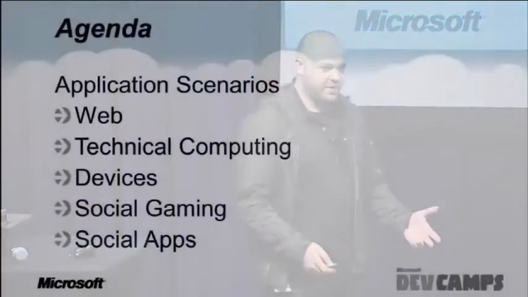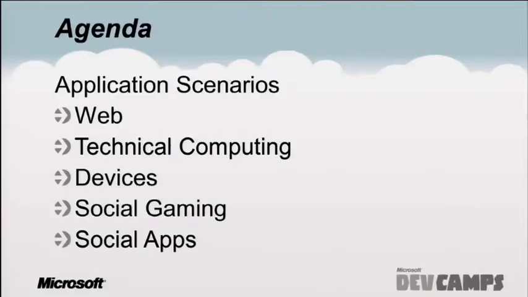So today we're going to talk about application scenarios. When you think about the types of apps you can write for Windows Azure, there's actually quite a broad variety of apps that you can go and write out there. Some may be web-based applications. You may have a keen interest in technical computing. You may be writing device applications and leveraging cloud-based services to power them. Or you may be building out social games or social apps. So today we'll walk through these scenarios and have a look at some of the key tooling that we've created for you guys to use.